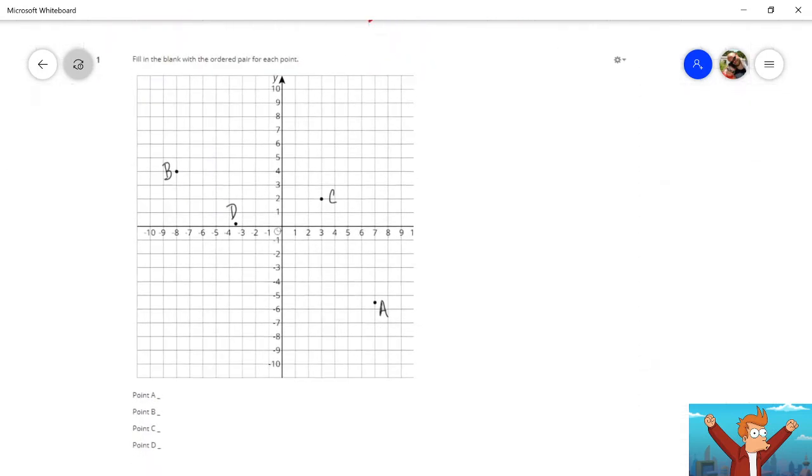First one says, fill in the blank with the ordered pair for each point. All right, so ordered pair. This is X, right? Horizontal is X. Vertical is Y. Again, X is horizontal, Y is vertical. Starting with point A. Right here's point A. So A is something, comma, something. So let's go X first.